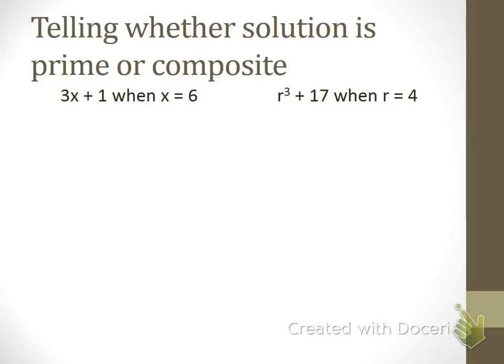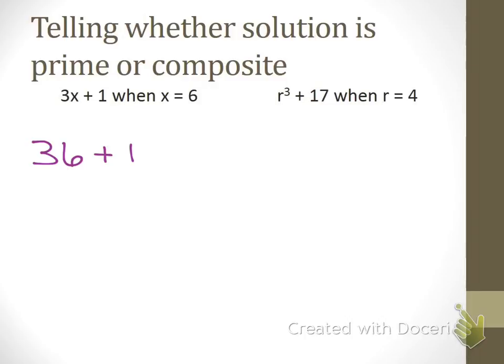All right, so now I want you to find the solution and then tell whether or not it's prime or composite. So here I'm substituting a value for the variable. 6 goes in for x. I substitute 6 for x. I need to multiply and then add, and then tell whether or not that number is prime or composite. There it is. All right, so substitute 36 plus 1.